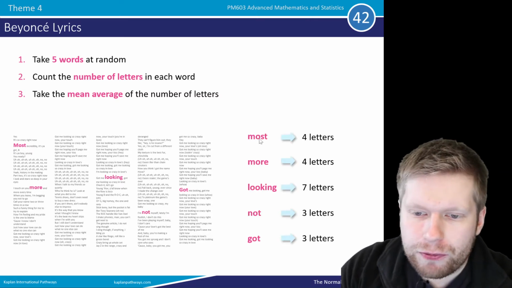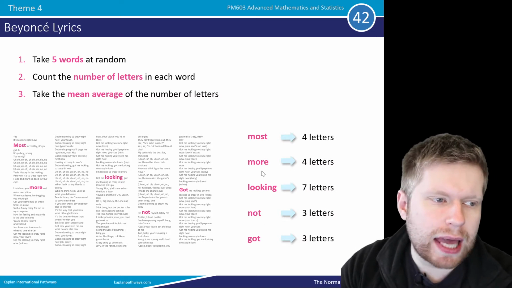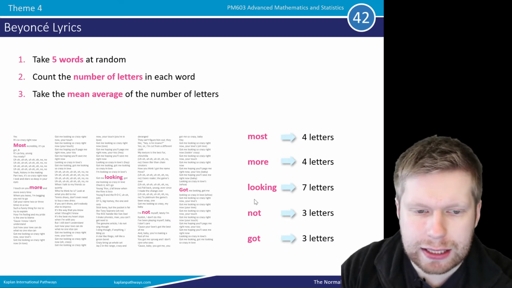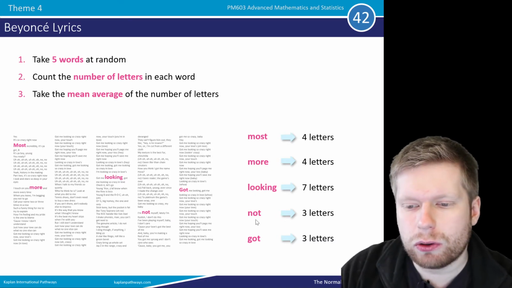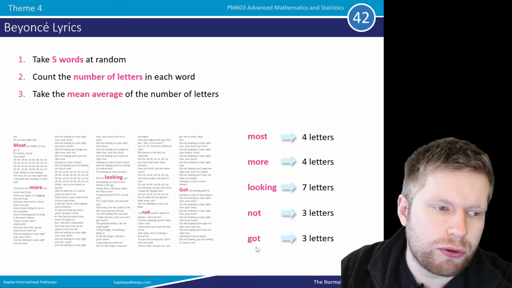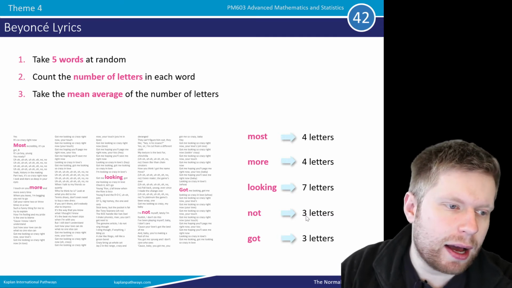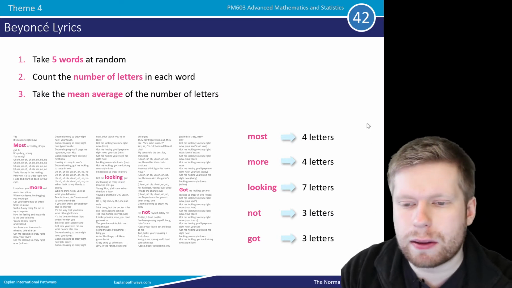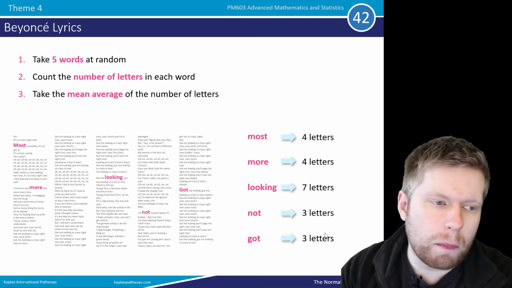So here are my 5 words, and I'm just going to count the number of letters in them. Most has got 4 letters, more has got 4 letters, looking has got 7 letters, not has got 3 letters, and got has got 3. So these are basically my sample data: 4, 4, 7, 3, and 3. These are the number of letters in each word of my sample.